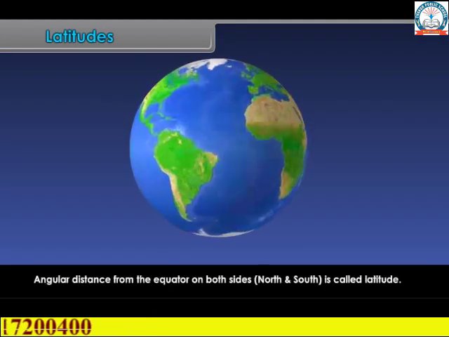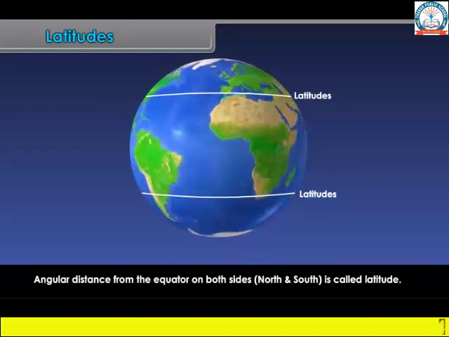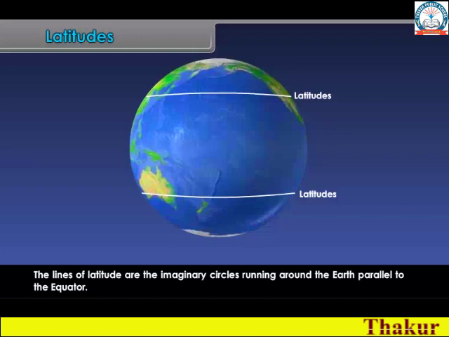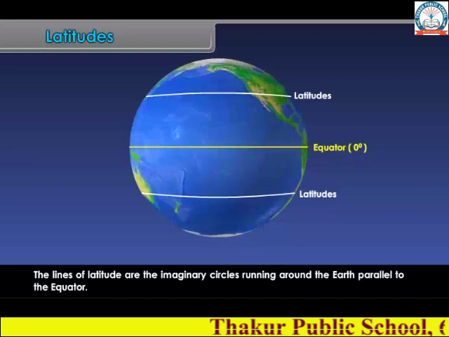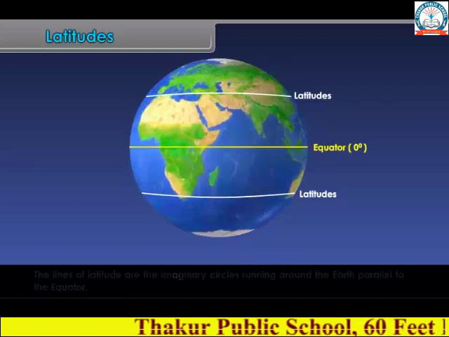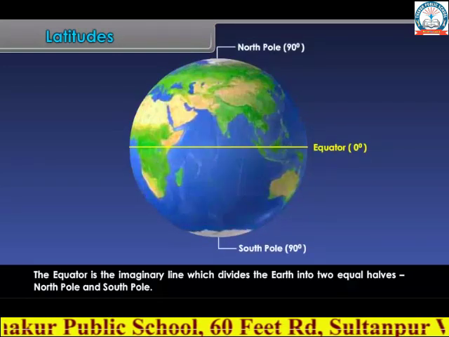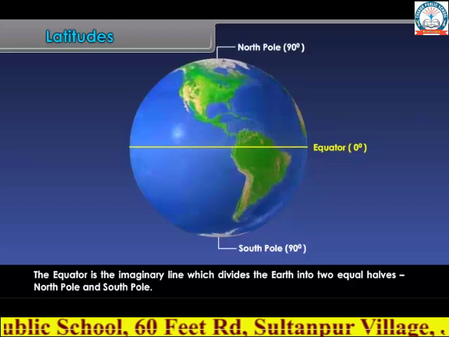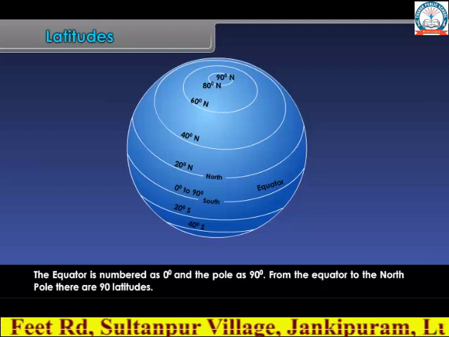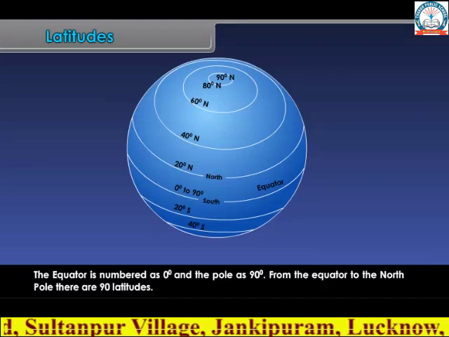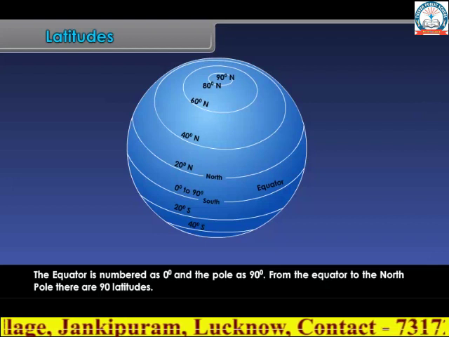Latitudes. Angular distance from the equator on both sides, north and south, is called latitude. The lines of latitude are the imaginary circles running around the earth parallel to the equator. The equator is the imaginary line which divides the earth into two equal halves, North Pole and South Pole. The equator is numbered as 0 degrees and the pole as 90 degrees. From the equator to the North Pole, there are 90 latitudes.